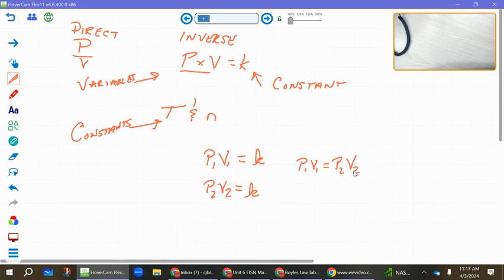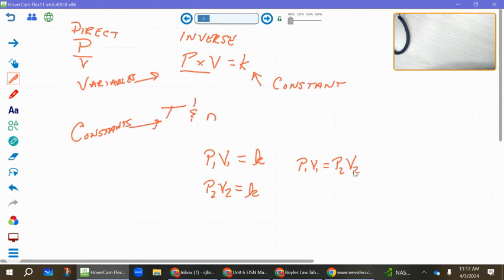So, what Boyle's Law is going to allow us to do is find a new pressure given a new volume, or a new volume given a different pressure, as long as we don't change what? The temperature and the amount of gas.